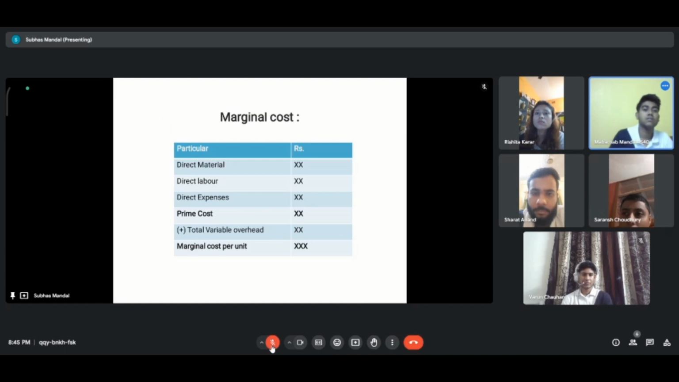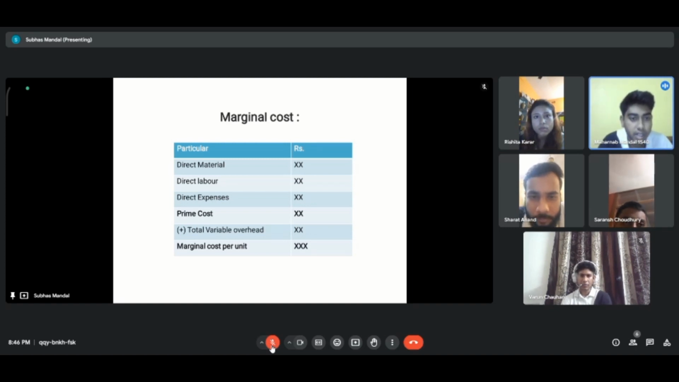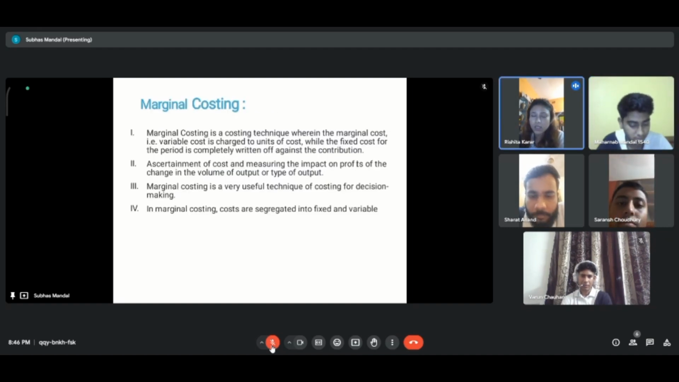Next, we discuss the layout of the marginal cost. First, we need direct material, that means sales. After that, we deduct the variable cost, we get contribution, and then we deduct the fixed cost, and then we will get the profit. Here we are discussing direct material, direct labor, direct expense, prime cost, plus total variable overhead, marginal cost per unit.